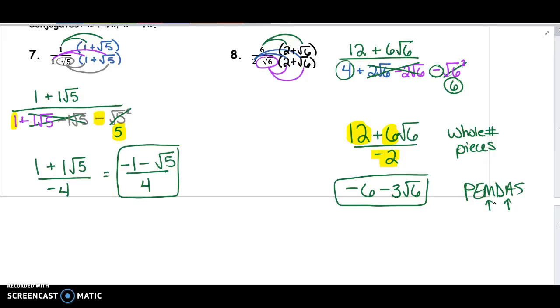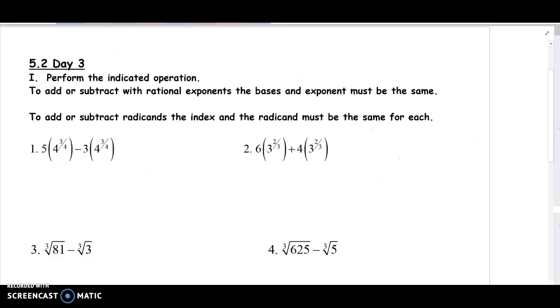That's a really, really good question because that's a mistake that a lot of people try to make. So don't do that. PEMDAS says no. Okay, turn the page. Let's look at adding like expressions.